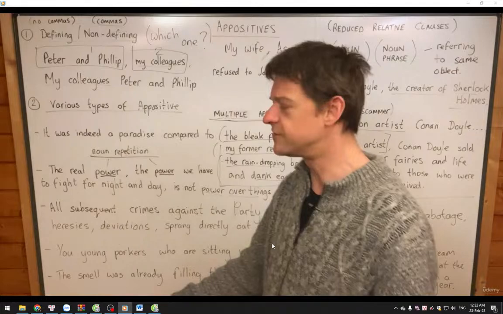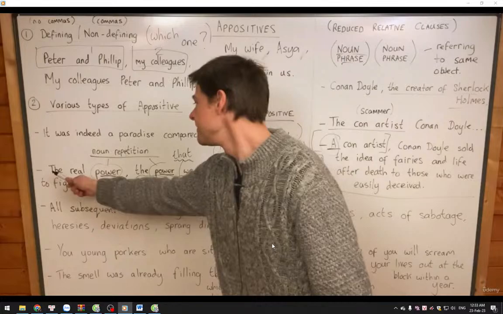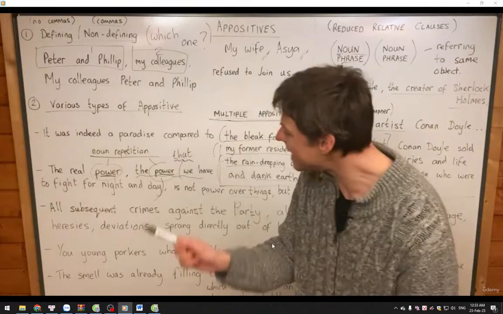That is actually a noun phrase with a relative clause. You just can't see the that because we often omit the that, with a relative clause inside the noun phrase. And so the real power, the power that we have to fight for night and day, is a thing, just like the real power is a thing. And so this is an appositive, and it's an appositive where we use exactly the same noun in both parts, power, power, and it gives it that lovely repetition in the middle of the sentence.